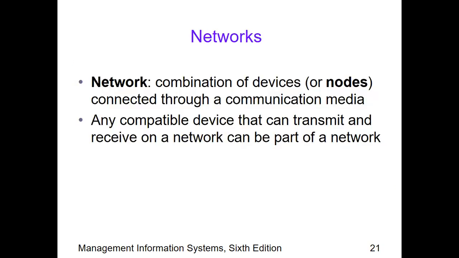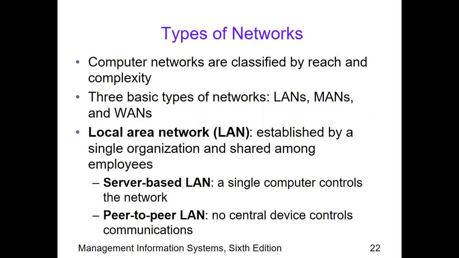Networks would be a combination of devices or nodes. The devices are the nodes connected through a communication medium. For example, we have the internet connection, the Wi-Fi that connects a lot of devices: our cell phones, our tablets, our laptops and personal computers. Any compatible device that can transmit and receive on a network can be part of a network. So a network is a combination of devices.